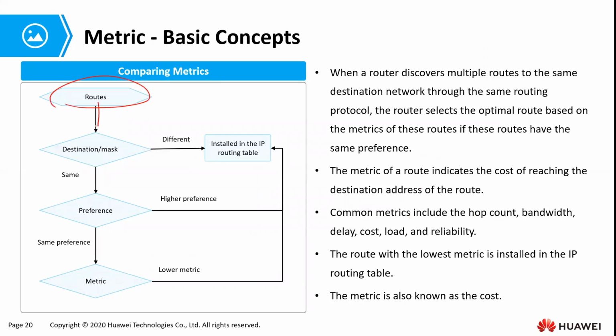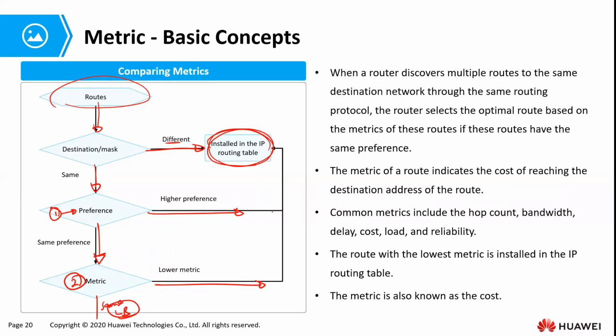So this is now the total selection process. You have routes to a certain destination. Are they different? If yes, just put them in the routing table. If they are the same, look at the preference first. The one with the higher preference goes in the routing table. If the preference is the same, look at the metric next. The one with the lower metric goes in the routing table. Are we together? Yes. And please note, if the metric is the same, we do load balancing.